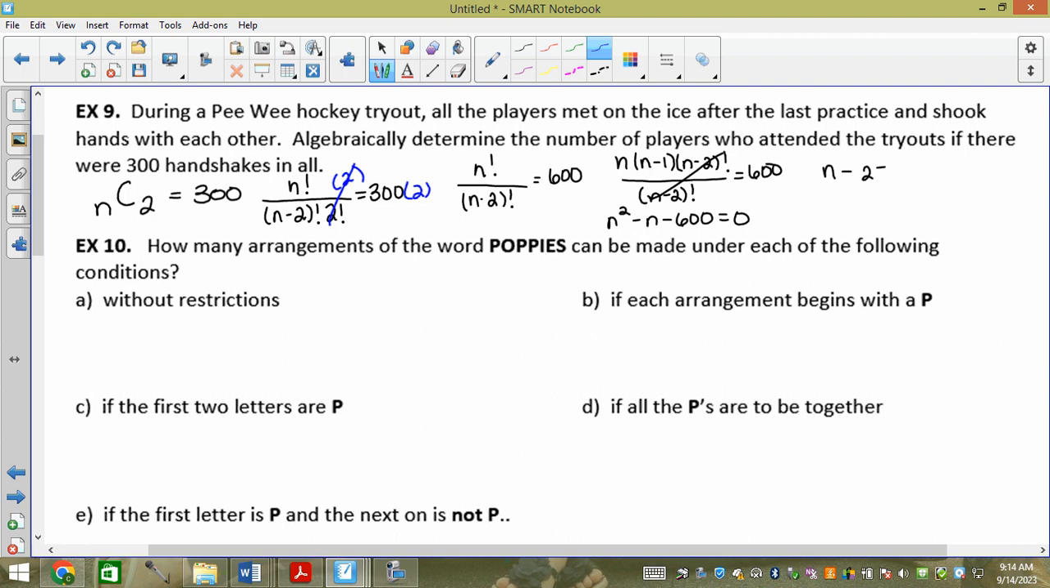Maybe 25 and negative 24. So N equals 25 makes sense for people. N equals negative 24 people does not make sense. I circle it, I line it, it's extraneous. This is my box. And then you have to make sure you have a sentence. It says 25 players attended the tryouts, right? Make sure you have a sentence at the end that says 25 players attended the tryouts.